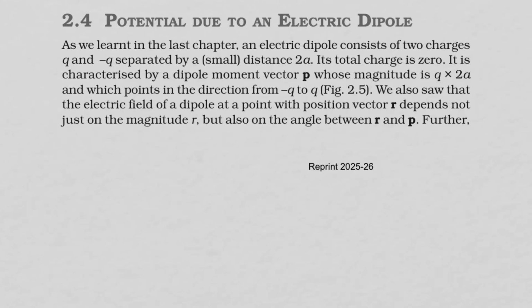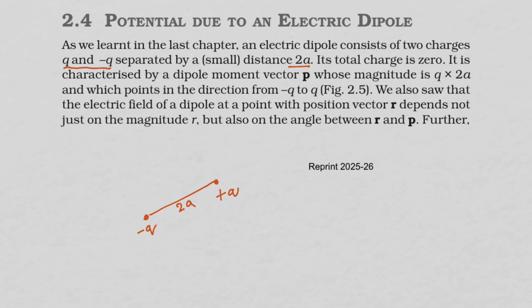Let us find out the potential due to an electric dipole. First of all, let's quickly revise what an electric dipole is. It is a system of two charges, q and minus q, separated by a distance 2a. So if you have a minus q charge and a plus q charge, and these charges are separated by a distance 2a, then we say it is an electric dipole.